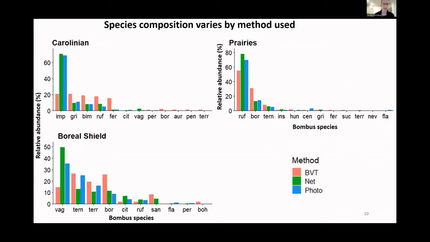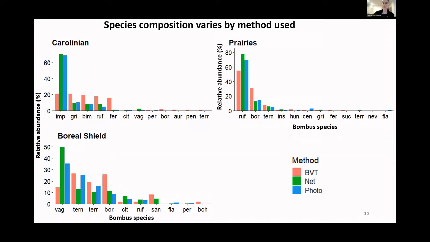Now looking at how the species composition varied, these figures show the bumblebee species along the x-axis, and then the relative abundances along the y-axis. And relative abundance was calculated per collection method. And then those collection methods are shown in the 3 different colors.